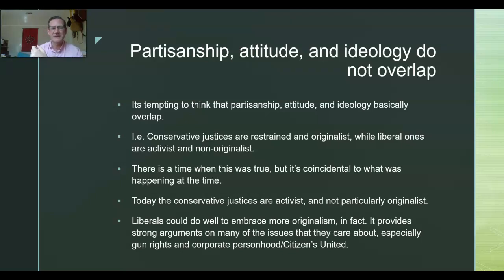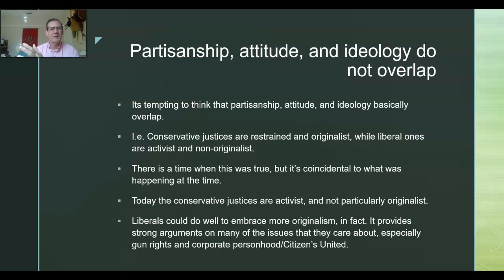Neil Gorsuch is definitely a non-originalist. Natural law philosophy or jurisprudence is distinctly non-originalist, right? It's a little different flavor on non-originalism, but it is not originalist.